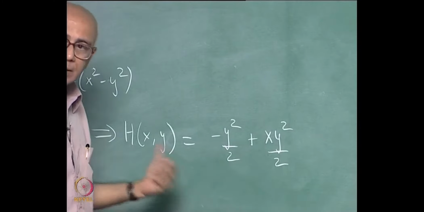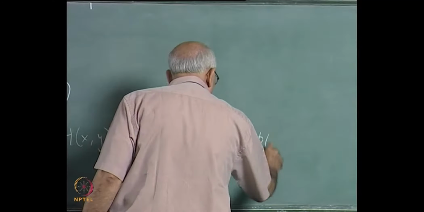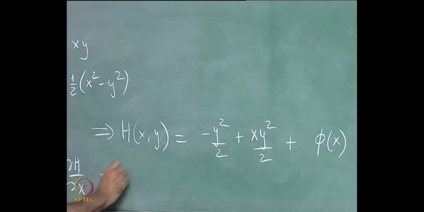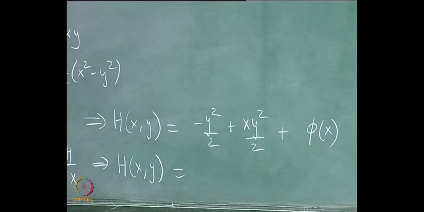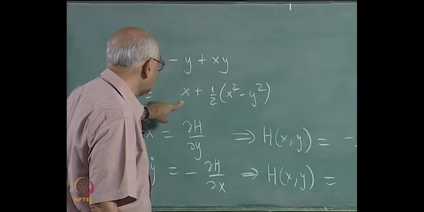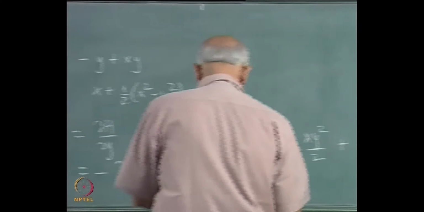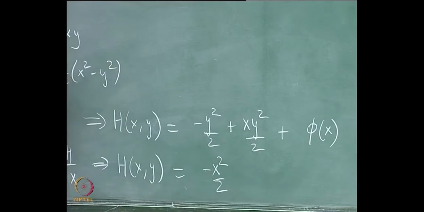The integration constant here could be a function of x since we are doing partial derivatives, plus some function of x, let us call it phi of x in general. But this would imply in turn that H of x, y equal to, I have to integrate this with respect to x and flip the sign. So what would this correspond to? I believe there was a mistake in the sign there. So this is minus x squared over 2, alright, as it stands, and then what do you get here?